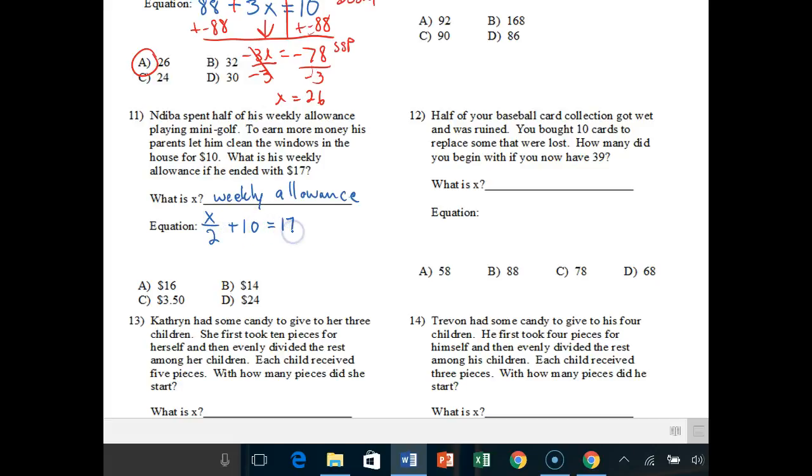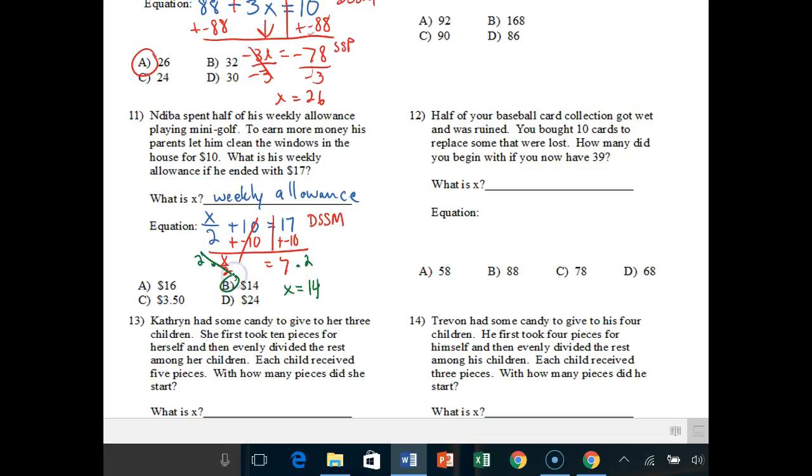up with 17. Right? So now if I were to go ahead and solve this, I add negative 10 to both sides. That cancels out. X over 2 gets dropped down. 17 plus negative 10, that's a positive 7 because it's DSSM, different signs subtract. 17 minus 10, keep it positive because there were more positives. Multiply by 2 on both sides, and I get X is equal to $14.